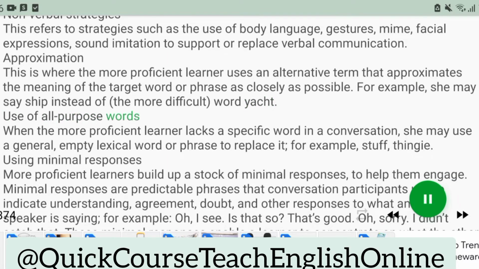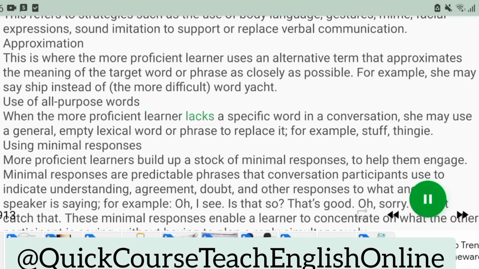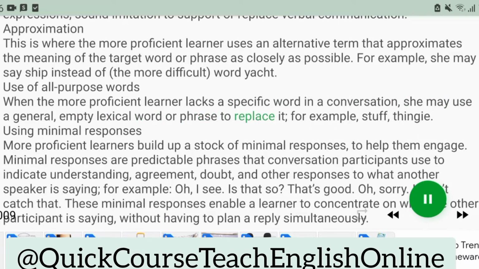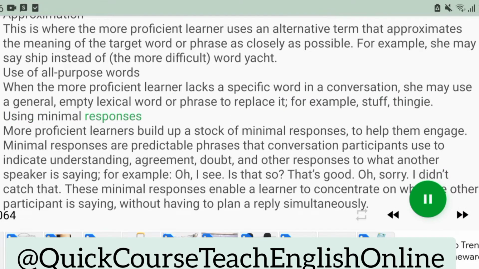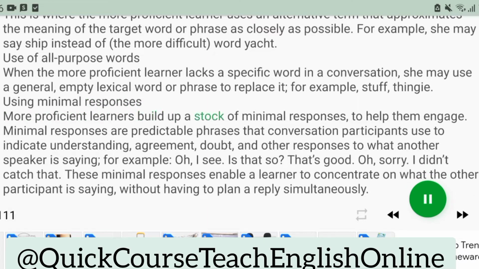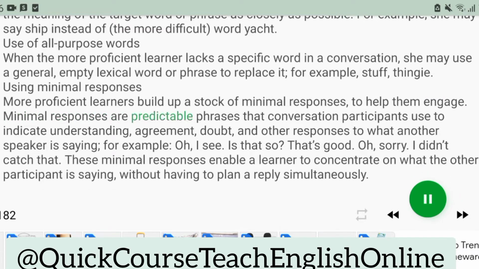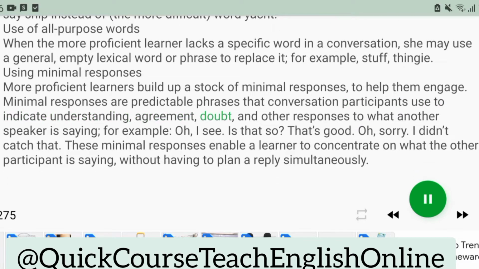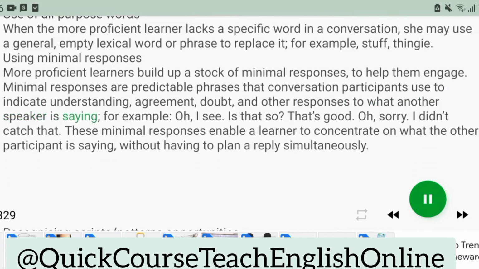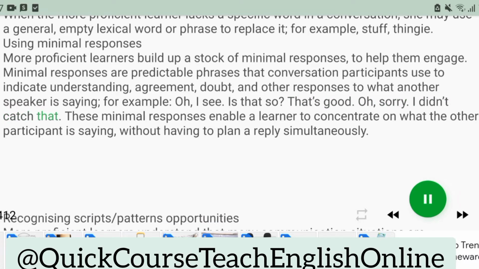Use of all-purpose words. When the more proficient learner lacks a specific word in a conversation, she may use a general, empty lexical word or phrase to replace it. For example, stuff, thingy. Using minimal responses. More proficient learners build up a stock of minimal responses to help them engage. Minimal responses are predictable phrases that conversation participants use to indicate understanding, agreement, doubt, and other responses to what another speaker is saying. For example, oh, I see. Is that so? That's good. Oh, sorry. I didn't catch that.